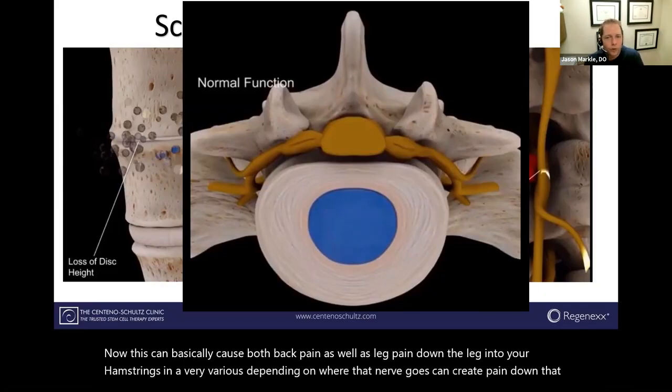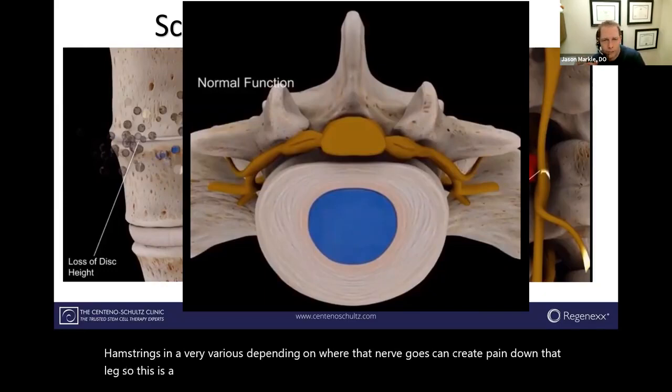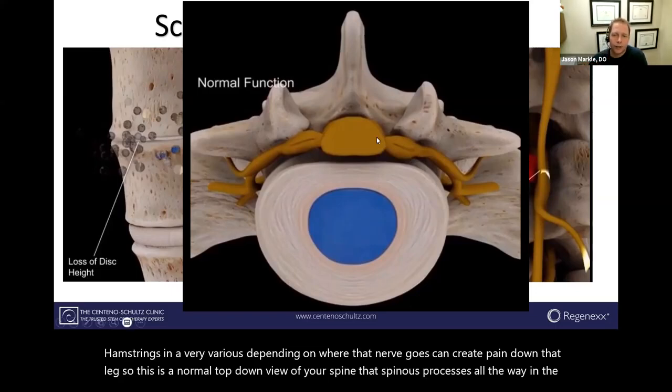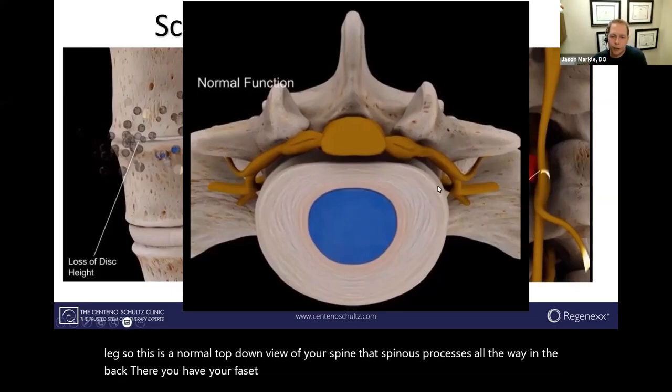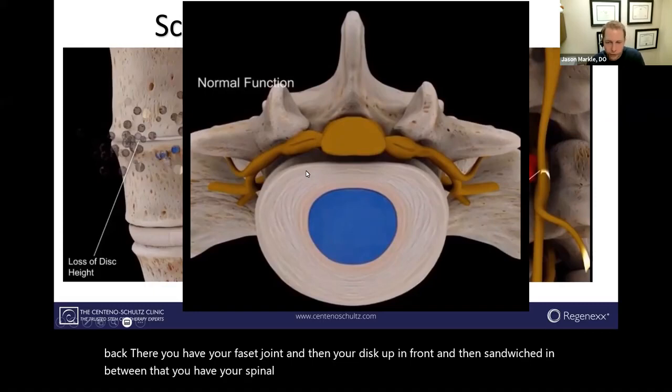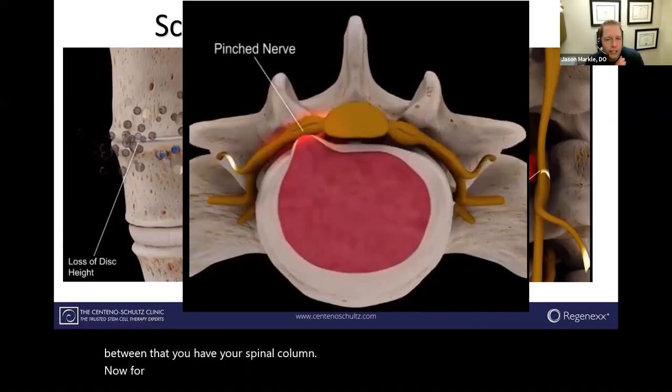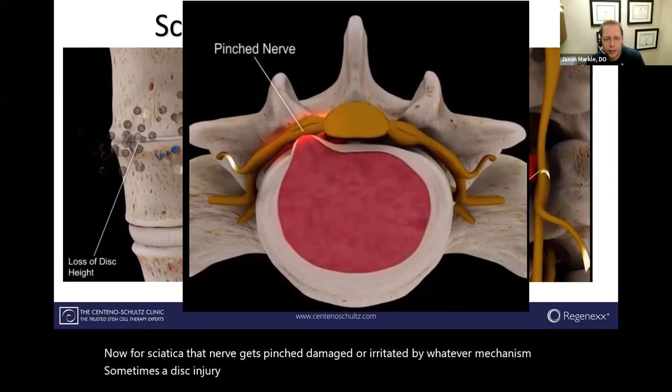So this is a normal top-down view of your spine. That spinous process is all the way in the back there. You have your facet joints, and then your disc up in front, and sandwiched in between you have your spinal column. Now, for sciatica, that nerve gets pinched, damaged, or irritated by whatever mechanism, sometimes a disc injury, sometimes some arthritis, and then symptoms start, and you go to the doctor.